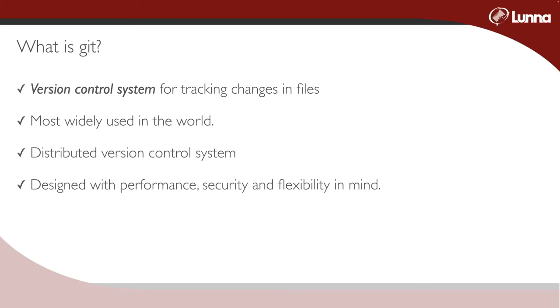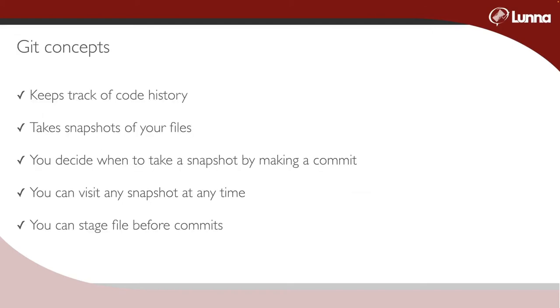It was a better version than the SVN. So yeah, some of the Git concepts include keeping track of code history. It takes snapshots of your file. At each point in time, you can decide when to take a snapshot by making a commit. So every time you make a commit, you are basically taking a snapshot of your file or your project at that point in time, which you can always visit at any point.